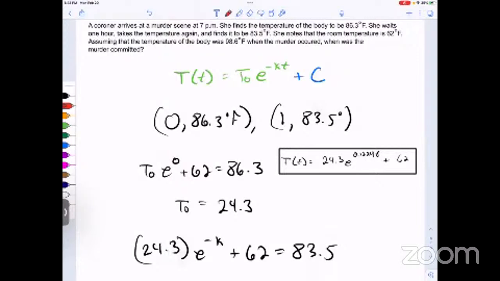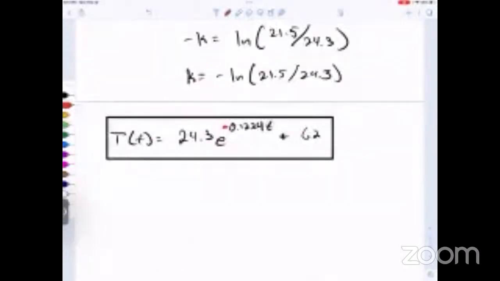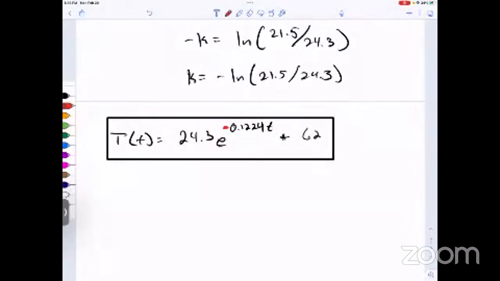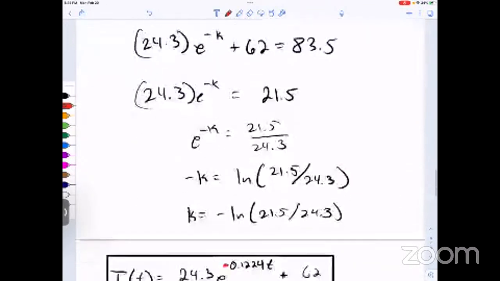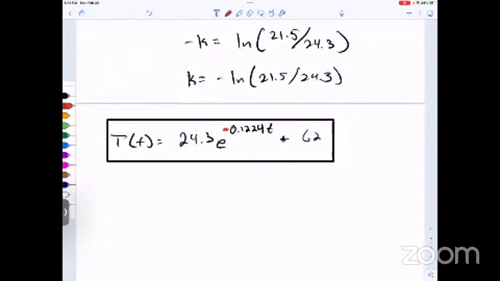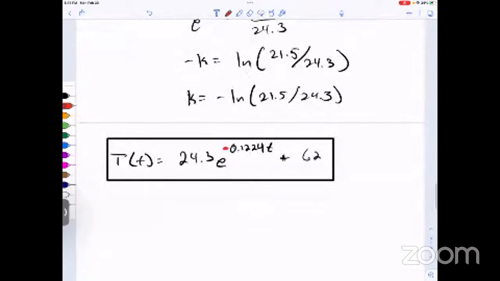Okay, so I think we're ready to answer the question, right? The hardest part is over, right? So this is the temperature of the body based on time. So then it says that the temperature of the human body is 98.6 degrees Fahrenheit. So based on this model, we want to see how long ago was the temperature 98.6, right? So all we're going to do is set our model equal to 98.6 and solve for t.